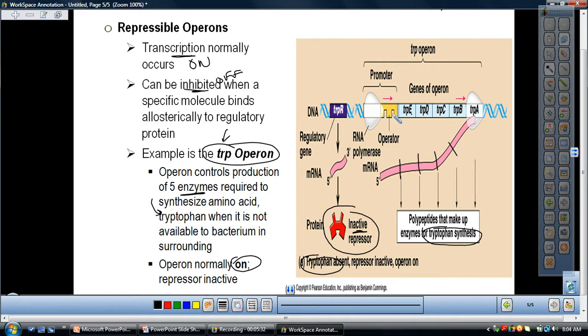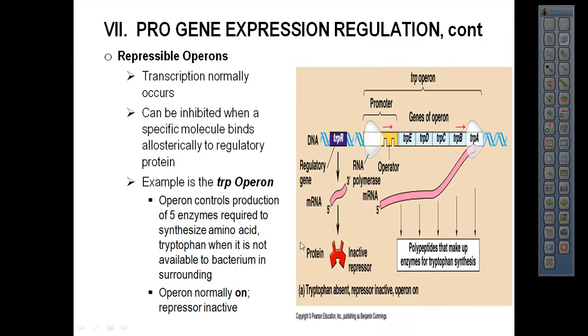The operator is turned on. It'll continue to go. We will get tryptophan as a result. Because why? Our repressor is inactive in its normal form. It makes an inactive repressor. Okay, how can we change that?